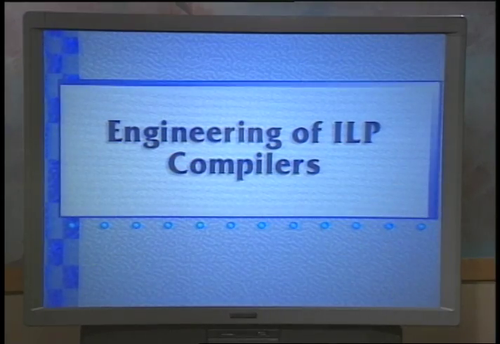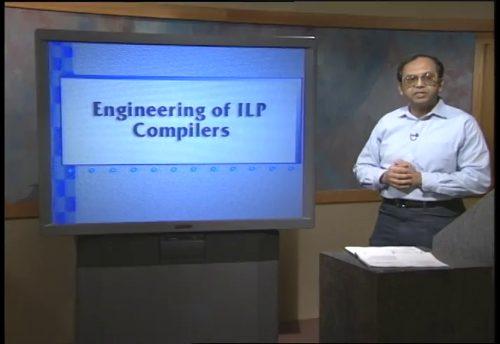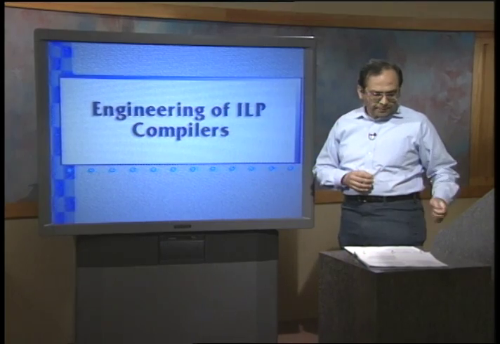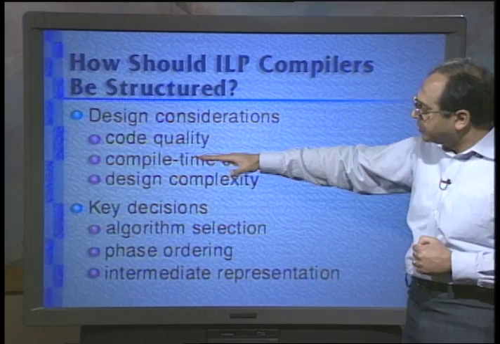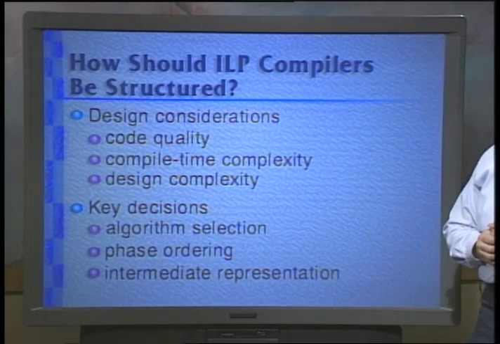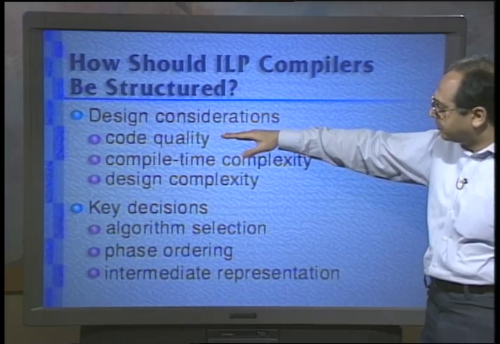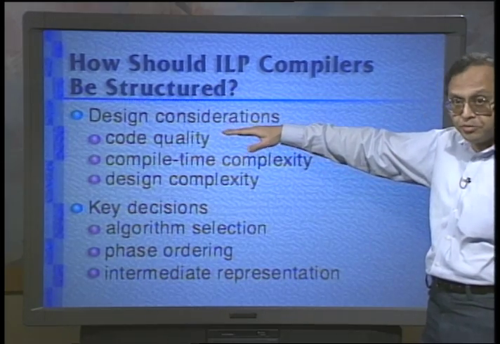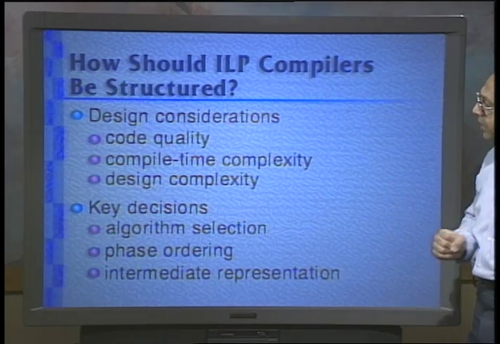I'd like to now move on to the topic of how one builds ILP compilers. There are 3 major issues that one is trying to optimize simultaneously when one builds a compiler. The first one, the one that we've been focusing on all along, is the code quality. In this case, the schedule length, the computation time.